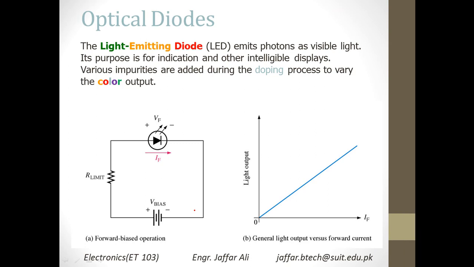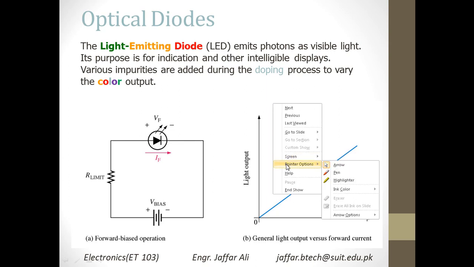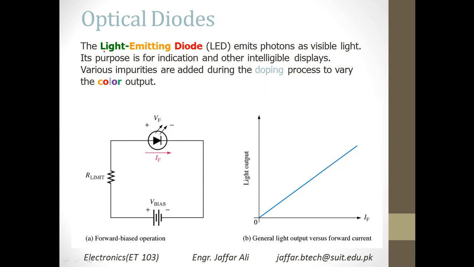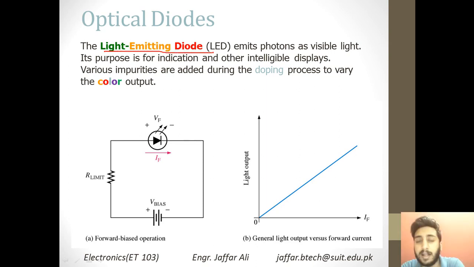Now there is also another important diode, and that is mostly used and heard of. You have heard of it because of this term. The term is LED, and LED stands for light emitting diode. And what does it actually do? It emits photons, and you know that photons are particles of light that carry some energy within them. This light can be visible or not visible, but for an LED it has to be visible light, and its purpose is for indication and for other intelligent displays.